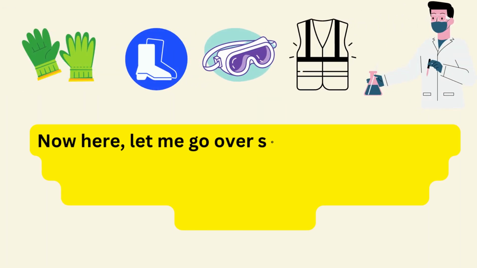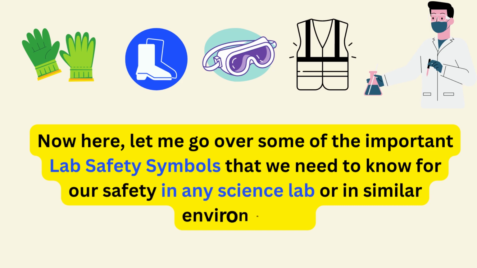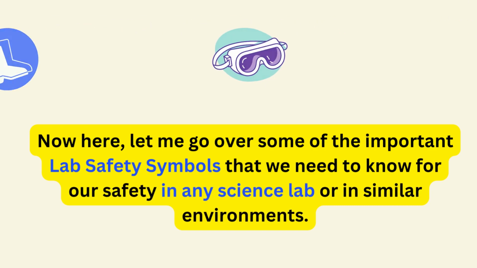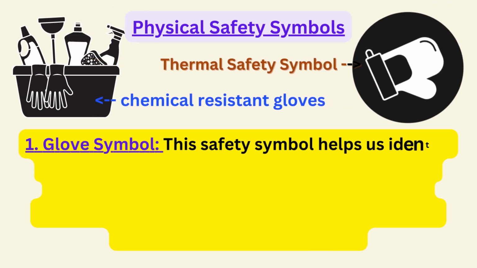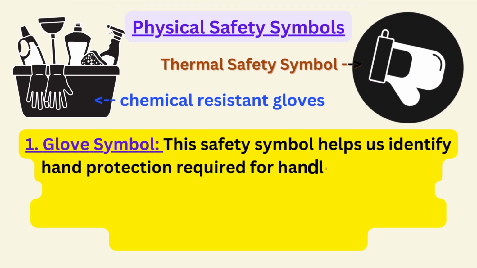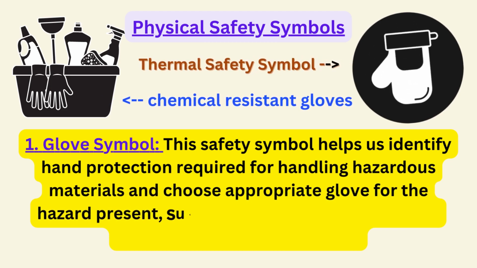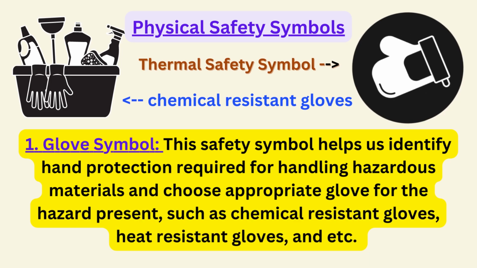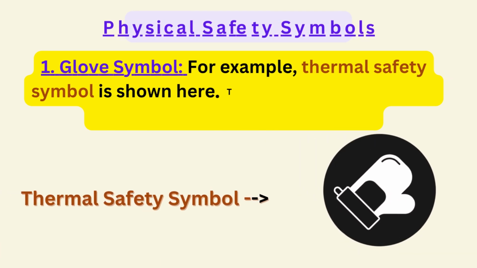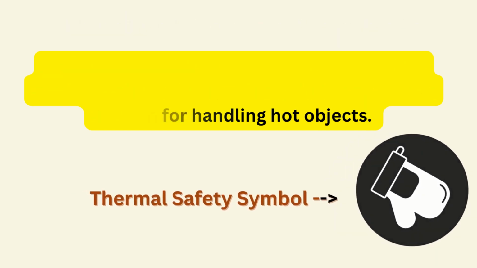Now here, let me go over some of the important lab safety symbols that we need to know for our safety in any science lab or in similar environments. Physical safety symbols. 1. Glove symbol. This safety symbol helps us identify hand protection required for handling hazardous materials and choose the appropriate glove for the hazard present, such as chemical-resistant gloves, heat-resistant gloves, etc. For example, the thermal safety symbol is shown here. This symbol appears as a caution for handling hot objects.